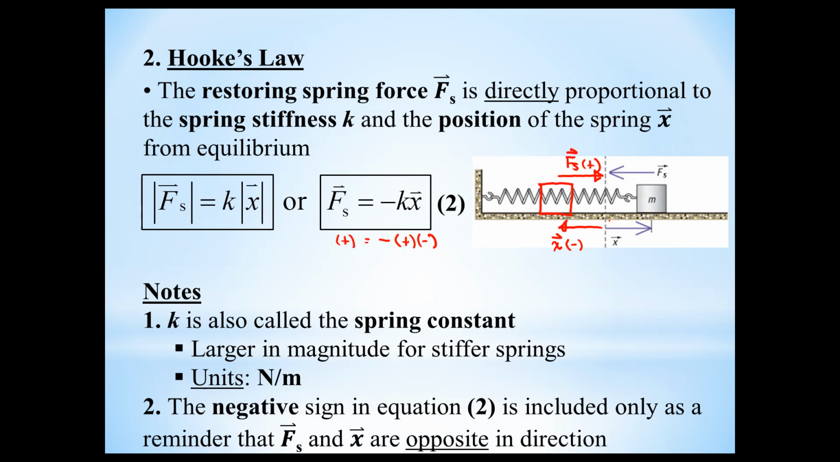So no matter where you are in the motion of the mass spring system, the restoring force and x will always be opposite in direction, except when you're at equilibrium. When you're at equilibrium, x would be 0, and if x is 0, so is your restoring force.